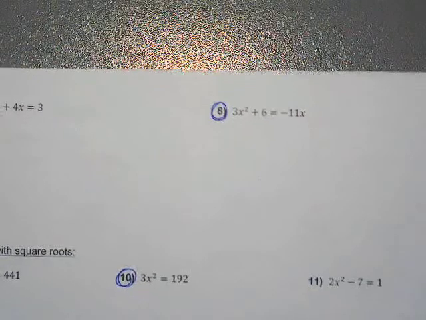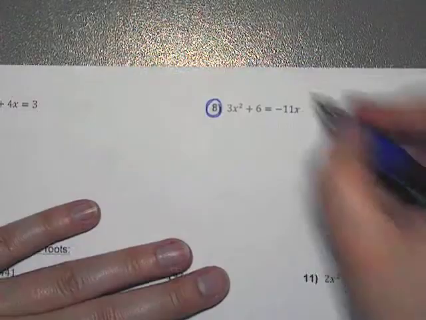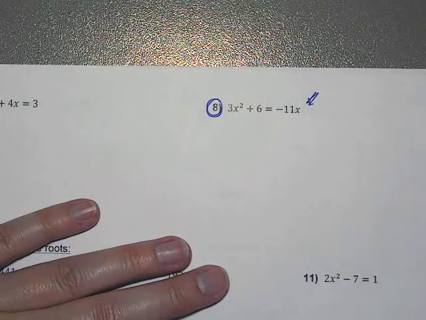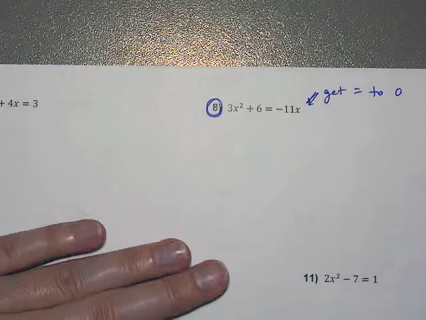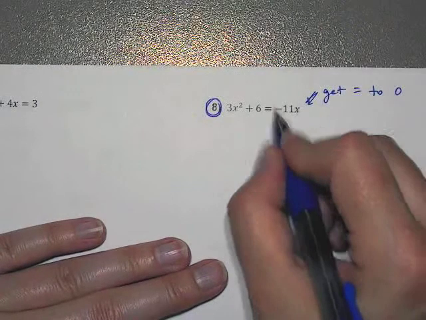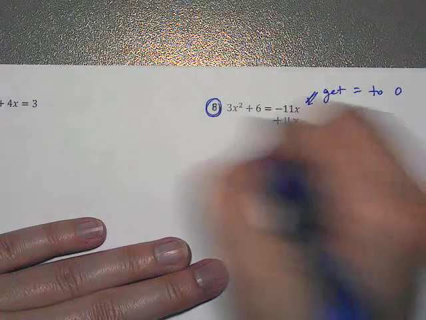On the back page, you have two more, and these are more like type 2 problems for solving with factoring. All right, what you see is it does not equal 0. We need to get it equal to 0, all right, before we can factor. So to get this equal to 0, I'm going to add 11x to each side.